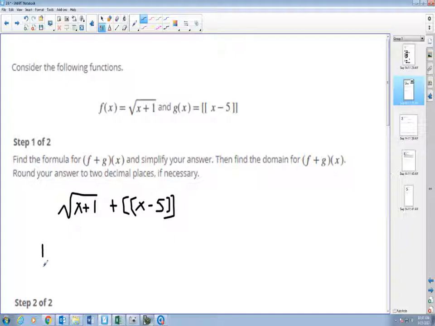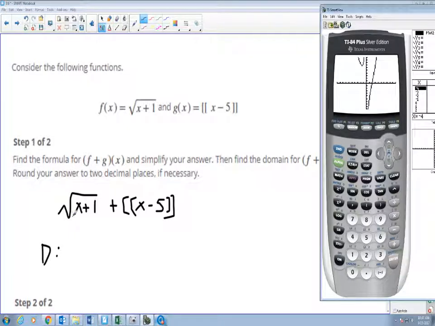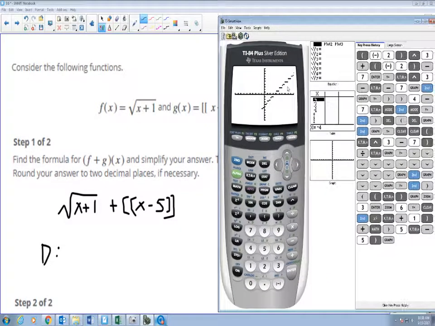Now, how do I find the domain? Let's graph this thing. I have a square root function and the step function put together. Square root of x plus 1, close parenthesis, plus, go to math, highlight the word number, integer, x minus 5, close it. So I got some steps, here are my steps. That's all it is.